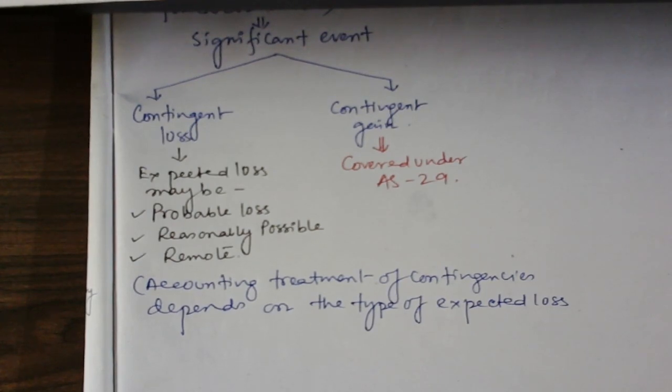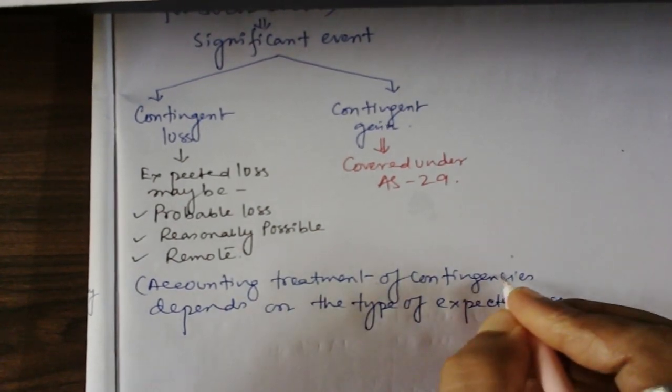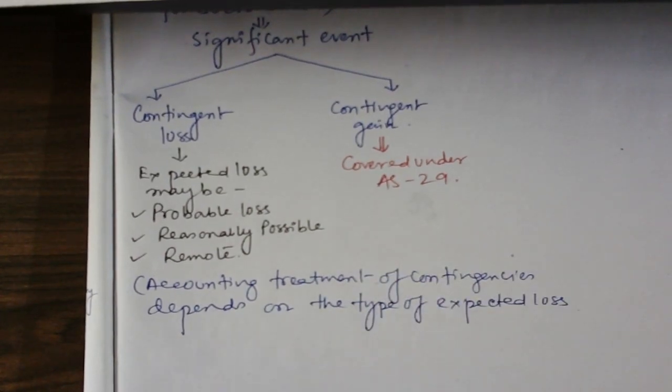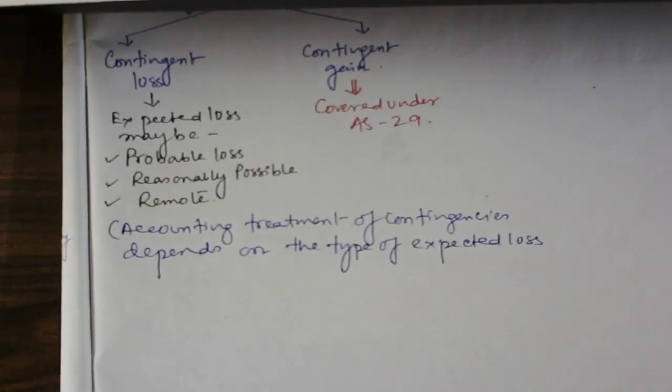So, sir, accounting treatment of contingencies depends on the type of loss. Correct. Depends on the type of expected loss. This is the very first case. ठीक है. Now we are going to talk about these three. Accounting treatment कैसे होगा वो लिख लीजिए एक बार. ठीक है.